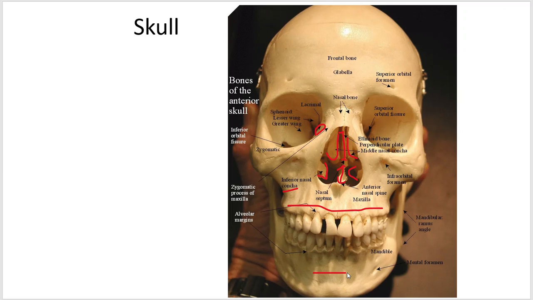Let's see. Sorry guys, I didn't organize this thing. So, oh, there it is, way over there. Okay, we got the mandible, and oh, there it is.